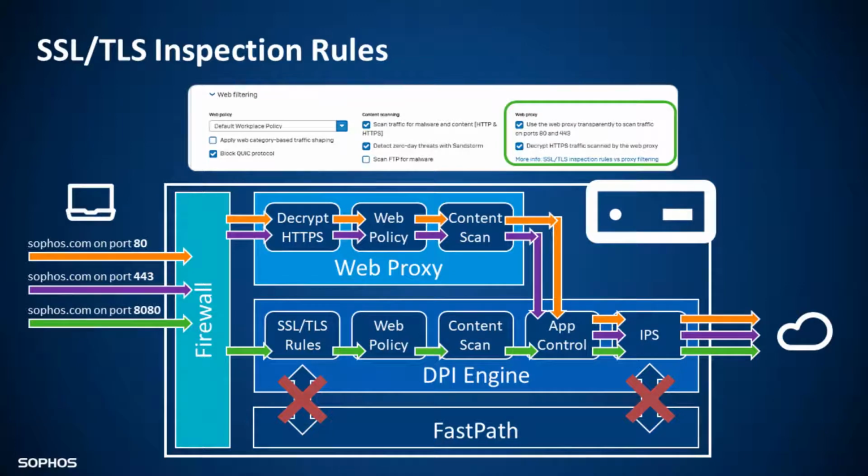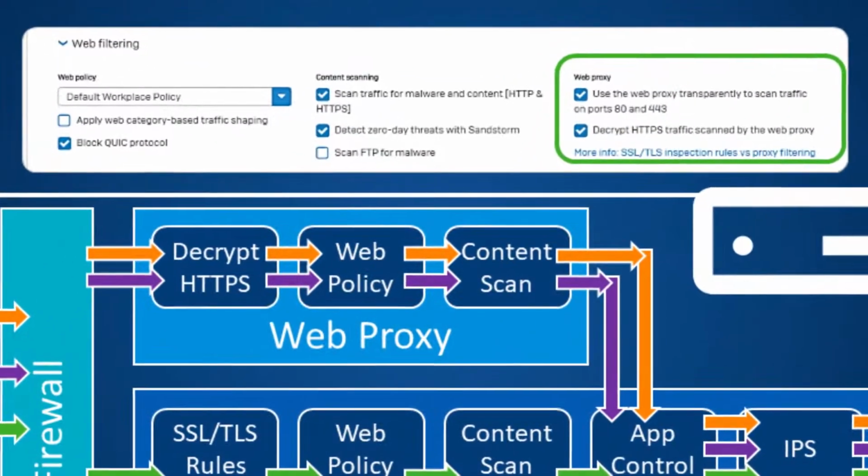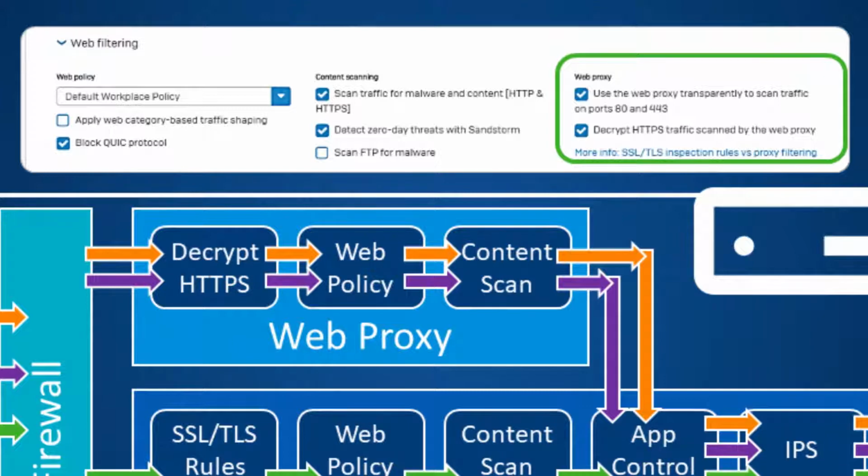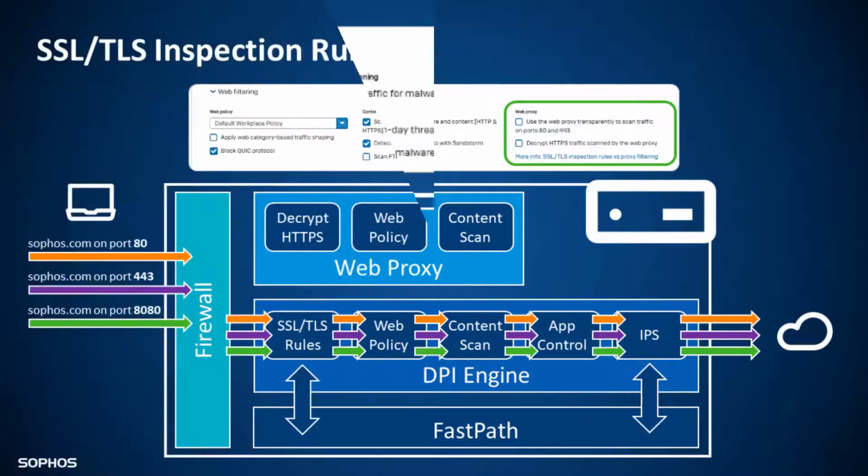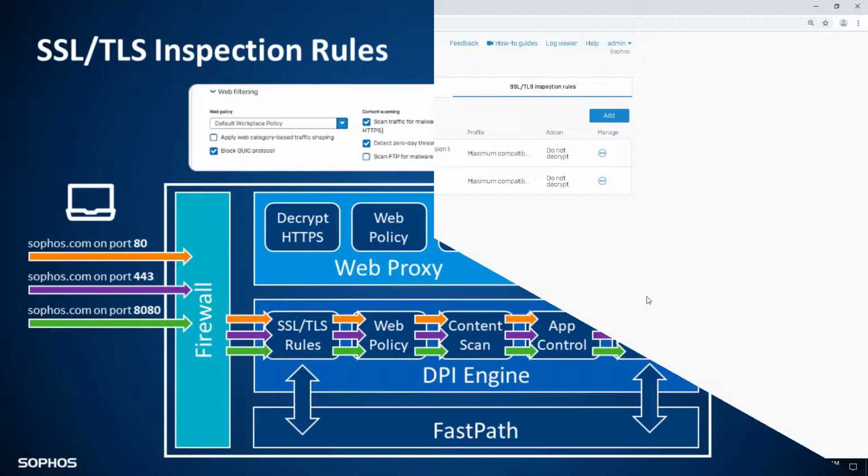XG Firewall version 18 still supports a web proxy for decrypting and scanning HTTP and HTTPS traffic on ports 80 and 443. However, this does not offload to the fast path. The web proxy can be enabled in the web filtering section of the firewall rule. If it is enabled, then all SSL traffic except for port 80 and 443 are handled by the TLS inspection rules. When the web proxy is not selected, as in the example shown here, then all the SSL traffic, regardless of the port, is handled by the TLS inspection rules.